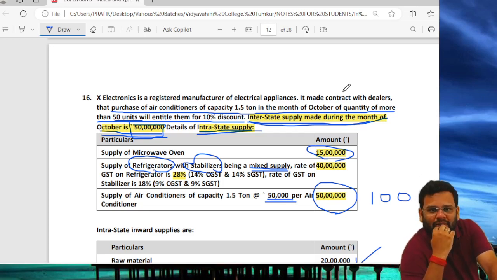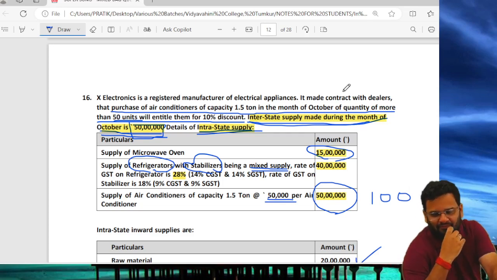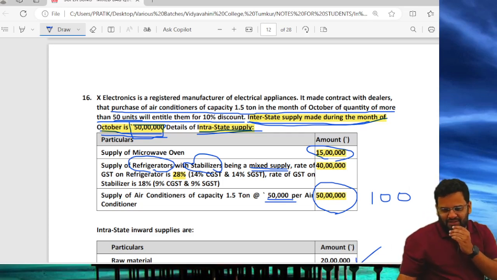So what you can do, particulars, CGST, SGST, IGST, figures in rupees. Just for 5 to 6 lines. That writing figures in rupees is very important. Particulars, CGST, SGST, IGST, figures in rupees.